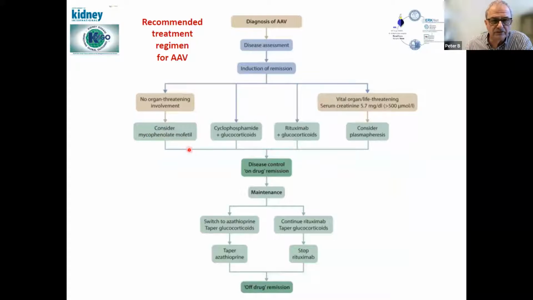So then you have the choice of starting treatment: mycophenolate mofetil when you have very limited disease, and cyclophosphamide or rituximab based regimens are the two major choices. And most think that if you have a very active disease, cyclophosphamide is the first choice, but rituximab in less severe disease.